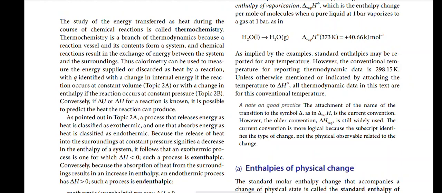As pointed out in topic 2A, a process that releases energy as heat is classified as exothermic, and one that absorbs energy as heat is classified as endothermic, because the release of heat into the surroundings at constant pressure signifies a decrease in the enthalpy of a system. It follows that an exothermic process is one for which delta H is less than 0. Such a process is exenthalpic. Conversely, because the absorption of heat from the surroundings results in an increase in enthalpy, an endothermic process has delta H greater than 0. Such a process is endenthalpic.